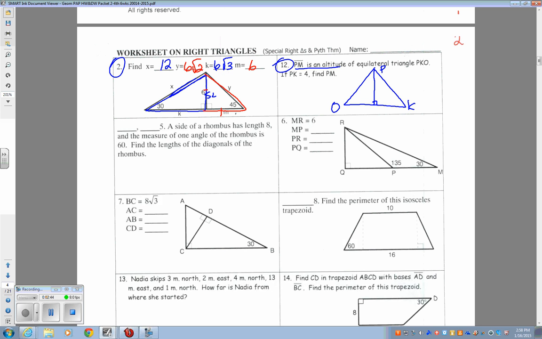Because it's equilateral, all the angles are going to be equal, and the altitude bisects the angle to 30. So if I know that PK is 4, using the 30, 60, 90 triangle, we should be able to find the altitude. What would the altitude be? Short leg is 2, multiplied by radical 3, so PM is 2 square root of 3.